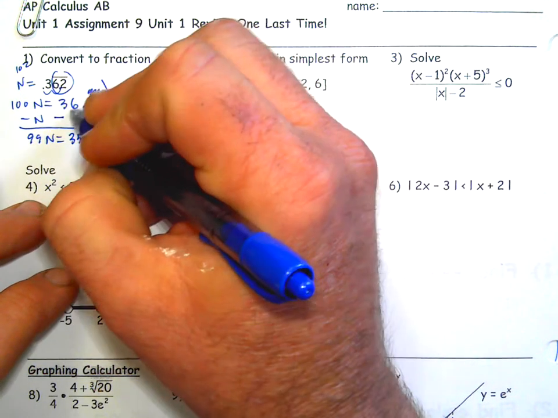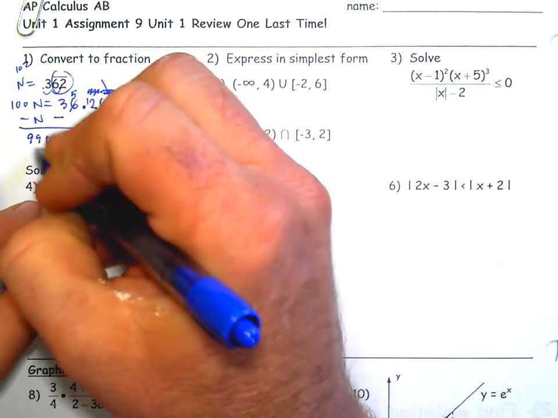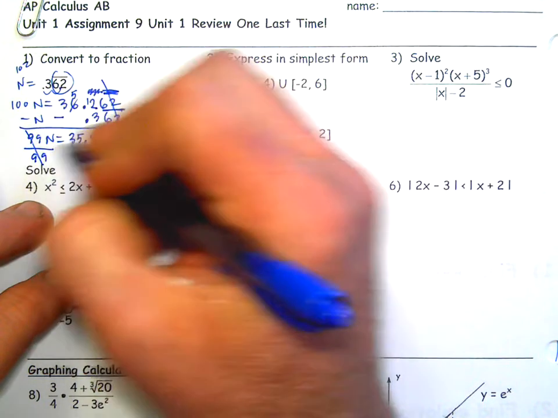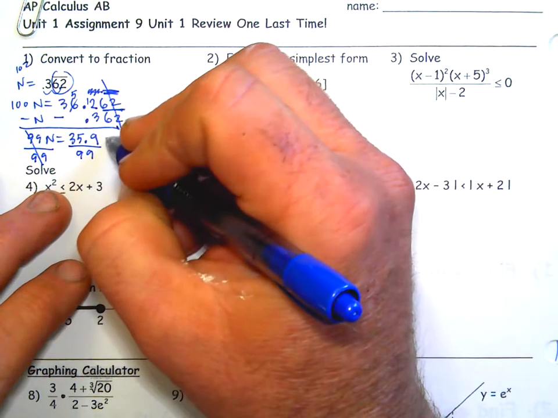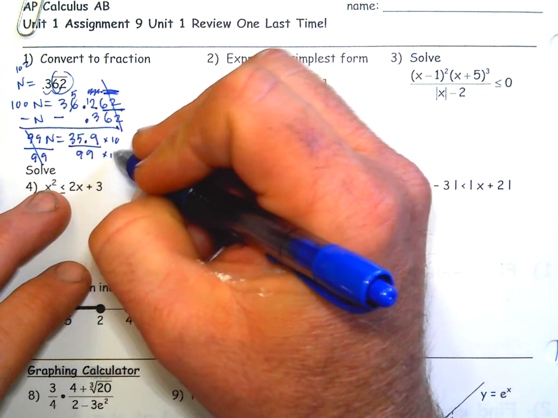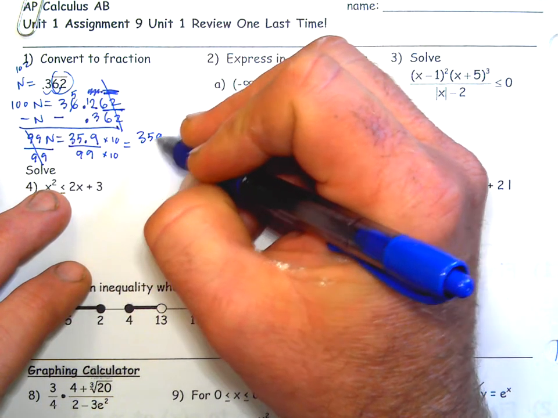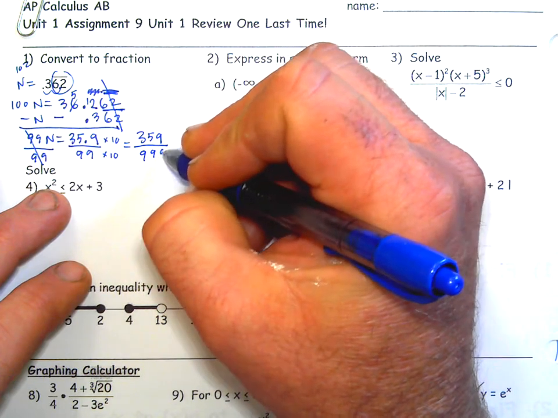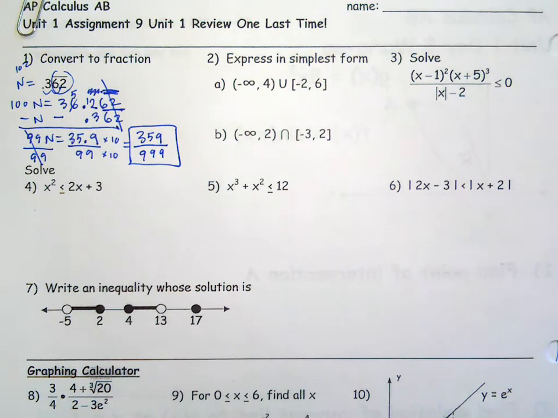35.9. Borrow from the 5. 12 minus 3 is 9. 5 minus 0 is 5. Divide by 99. But that's not a good final answer, so we're going to multiply top and bottom by 10 to move the decimal place. I don't want decimals in your fractions. It's a ratio of integers, so like that. And I'm fine with you not reducing these answers from those problems. And I don't think that one can be reduced anyway.